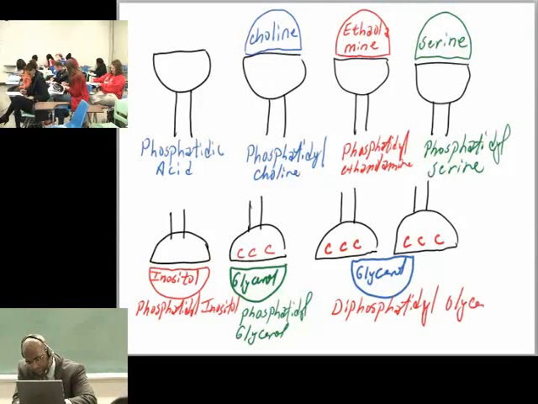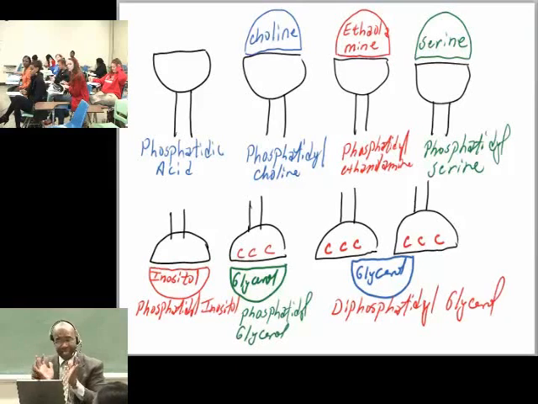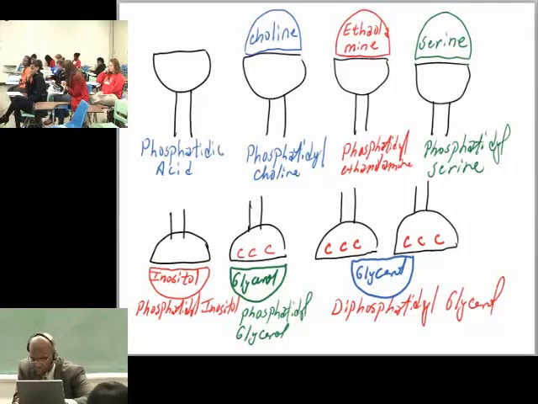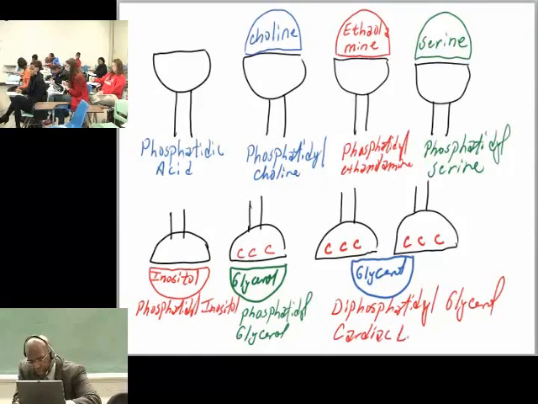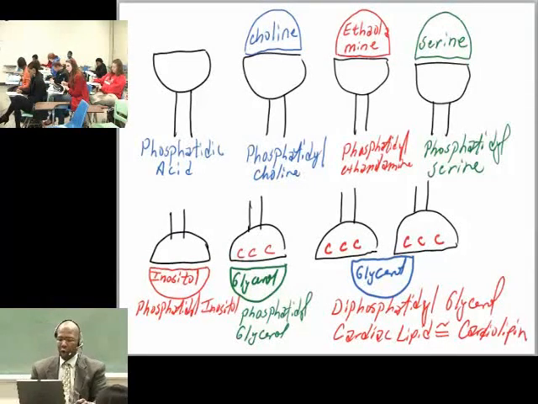Diphosphatidylglycerol. Now, this strange phospholipid was first found in cardiac tissue, and so they gave it a name that has to do with cardiac or heart tissue. They called it the cardiac lipid. But they said, well, that name is too long, and so they decided, let's just call it cardiolipin. So that's the name of that phospholipid.